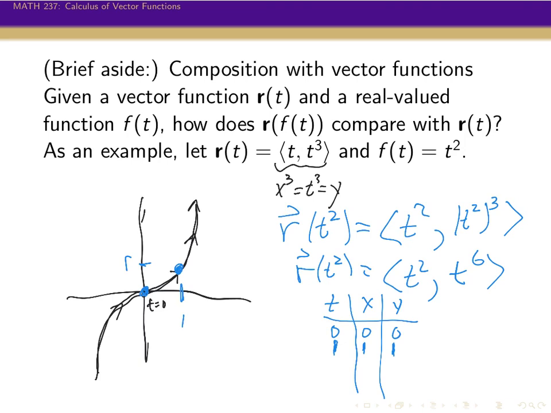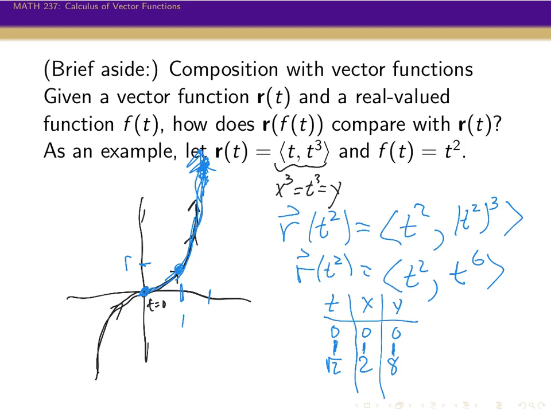So let's try and pick some smaller numbers. Let's pick the square root of 2. If I let t be the square root of 2, when I square that, I'm going to get 2. And then when I take the 6th power of the square root of 2, that's the same thing as 2 cubed. So that's going to give me 8, which is still on this curve, just going up here, right? In fact, any value of t I plug in, I'm still going to land back on this curve.